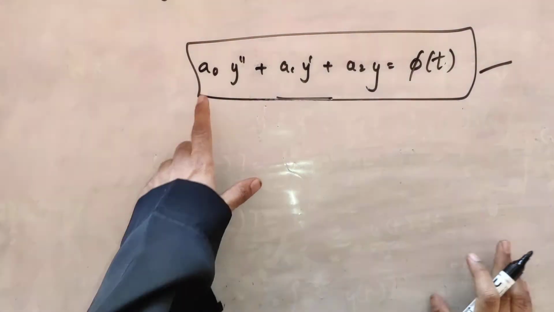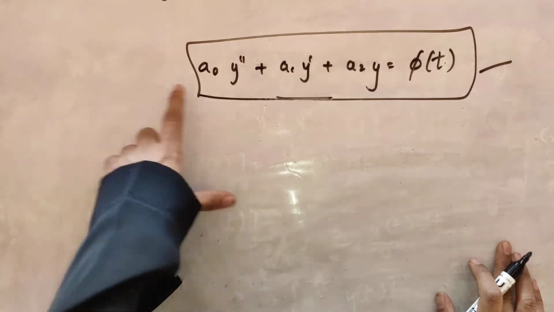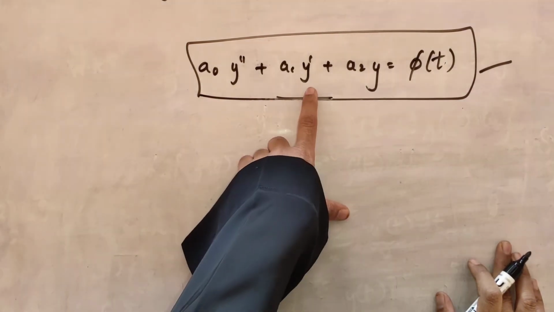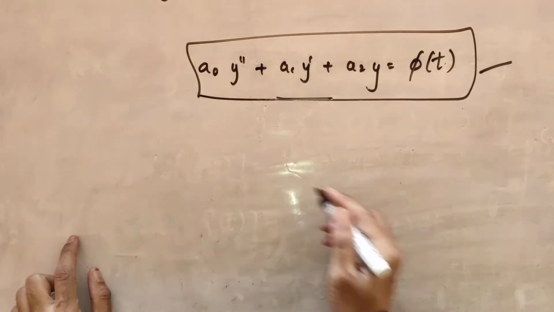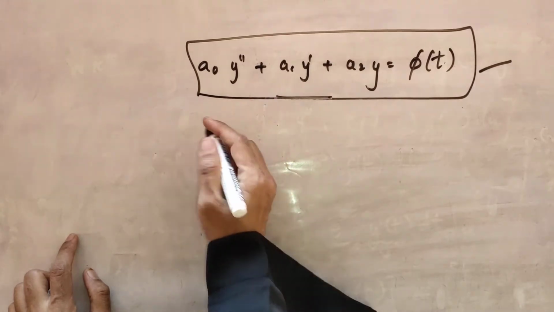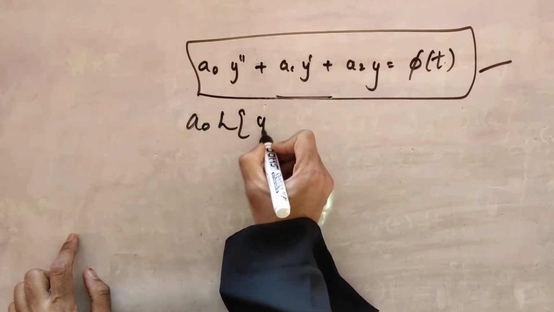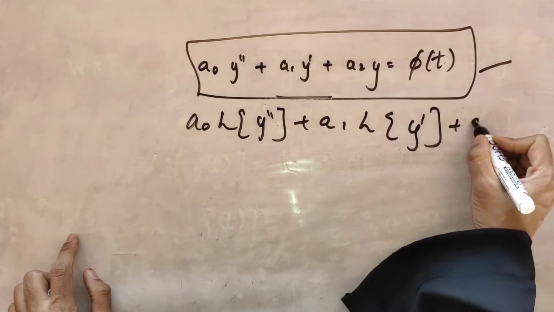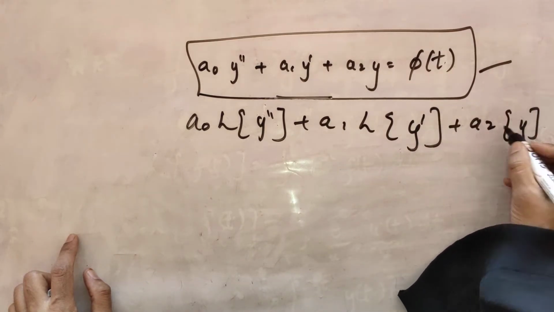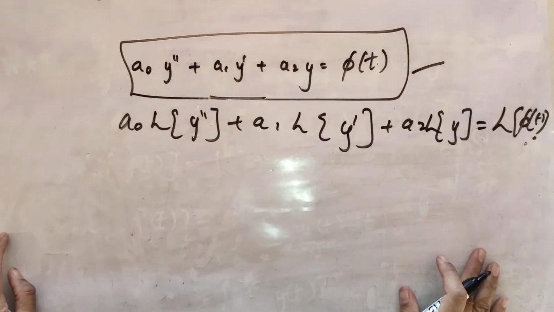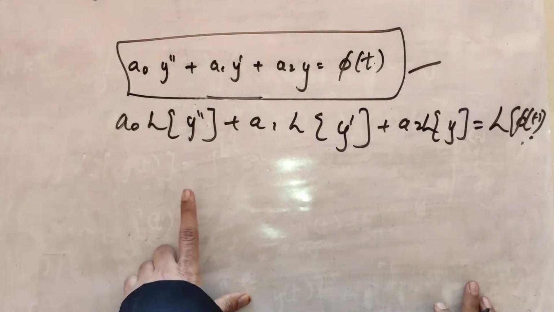Okay, so if you apply Laplace transform throughout, a naught you will keep aside, Laplace transform of y double dash, plus a1 aside, Laplace transform of y dash, plus it will be something like this. If I apply Laplace transform to this equation, it will be a naught Laplace transform of y double dash, plus a1 Laplace transform of y dash, plus a2 Laplace transform of y is equal to the Laplace transform of the right hand side as well. Okay, Laplace transform of the right hand side.